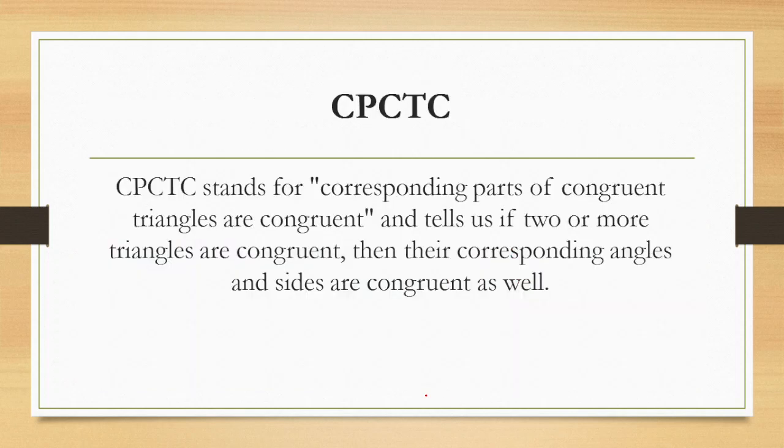Now, when we say CPCTC, it stands for corresponding parts of congruent triangles are congruent. And it tells us that if two or more triangles are congruent, then their corresponding angles and sides are congruent as well. For example, we have triangle MEN congruent to triangle TOR. Now, these two triangles are congruent, therefore, the parts also are congruent. So that is what CPCTC is.